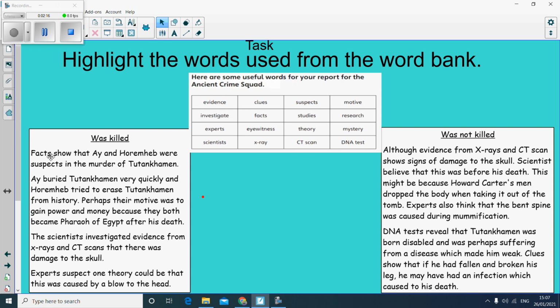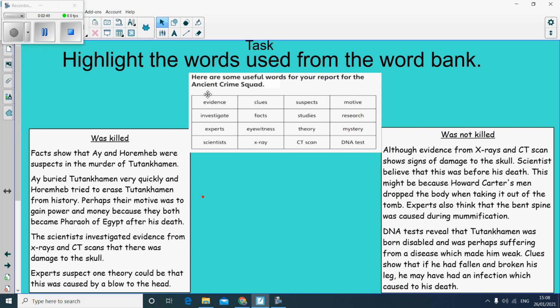So in my two different conclusions there, I've been using some of the useful words from the Ancient Crime Squad. So over here, this is my was killed explanation, and I can see that I've used the word evidence, I've used the word scientists, investigated, experts, X-rays, CT scan. I've used facts, I've used suspects. So I've started to use the words from this word bank. And over here, again, I've used evidence, X-rays and CT scans, scientists, we've got DNA, we've got experts again.